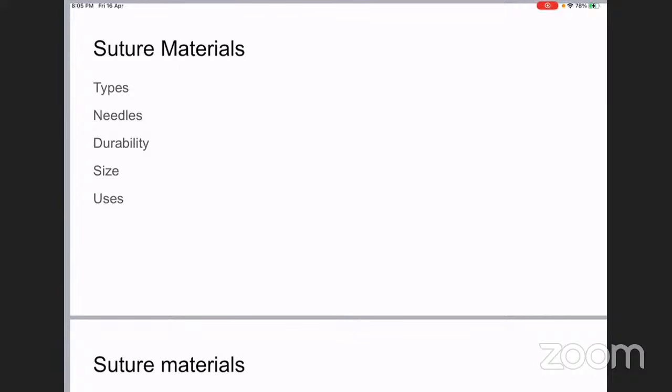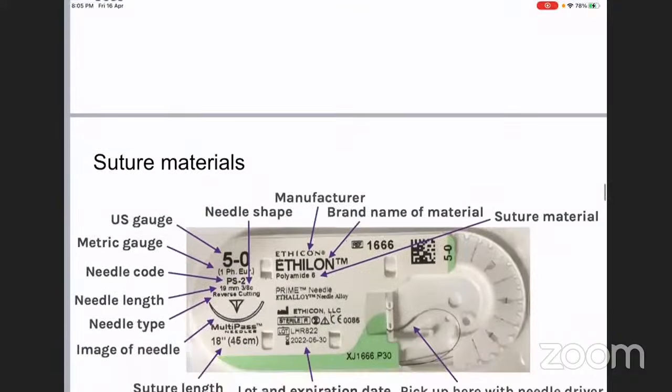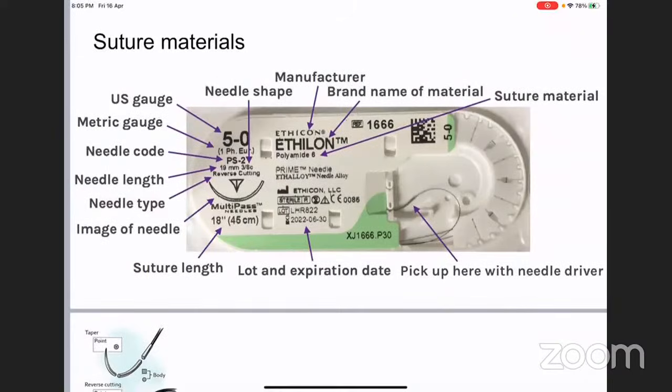Okay, so this is a very, very broad overview of suture materials. One other thing that you might be asked to do in your VIVA is describe the suture material. There are so many specifications on the packaging. As you can see from the slide, you have the manufacturer. Ethicon is a manufacturer. It is the medical wing of Johnson and Johnson. Then Ethilon is the brand name of the suture material, and the actual name of this suture material is polyamide.